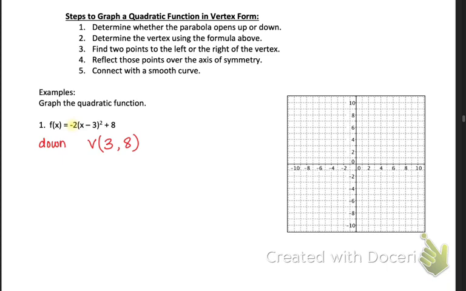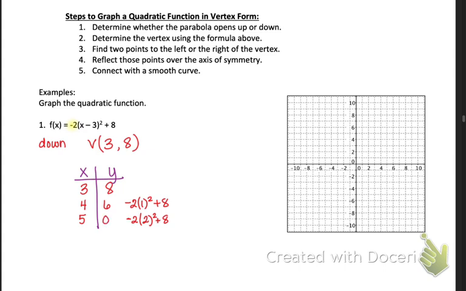So I'm going to start by making a table of values, okay? And the first point is going to be what I already know, the vertex (3, 8). I always count to the right, but you can certainly go to the left. So then I'm going to choose 4 and 5. I just need to get two points on one side of my vertex. And so I'm just going to plug those in. If I plug in 4, I'm going to get negative 2 times 1 squared plus 8, so that'll be 6. And if I plug in 5, I'm going to get negative 2 times 2 squared plus 8. 2 squared is 4. 2 times negative 2 is negative 8. And so, plus 8, we get 0.